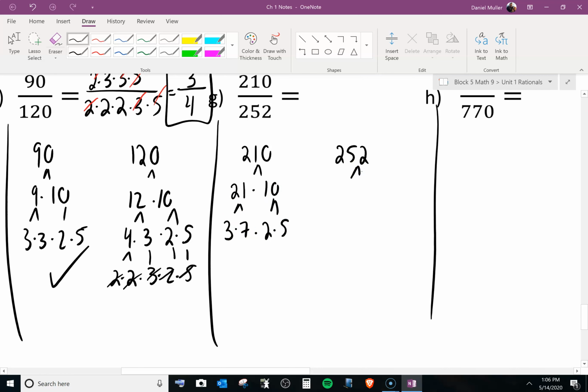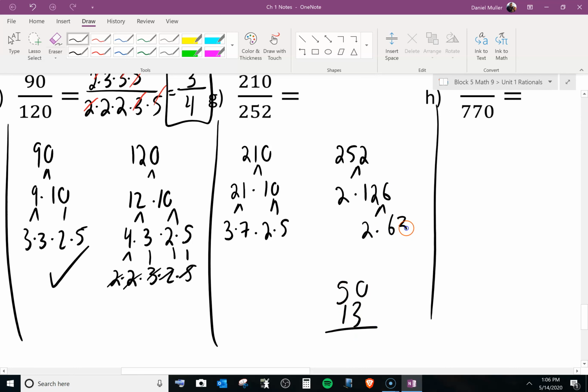Now 252. I'll cut that in half. Half of 200 is 100, and half of 52 is 26, so 126. And then cut this in half. So half of 100 is 50, half of 26 is 13. So that's going to get me 63.